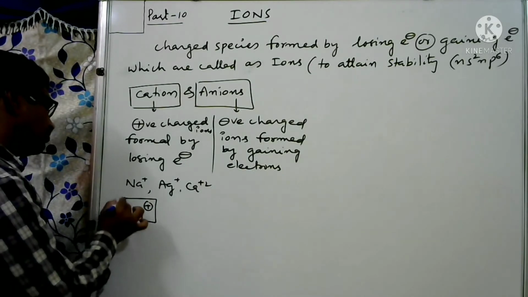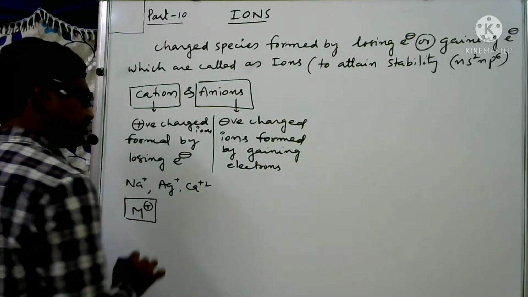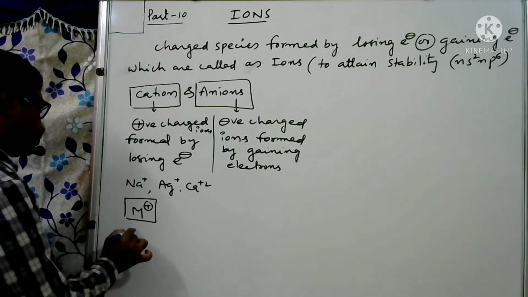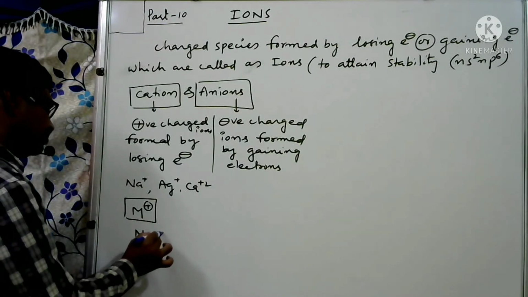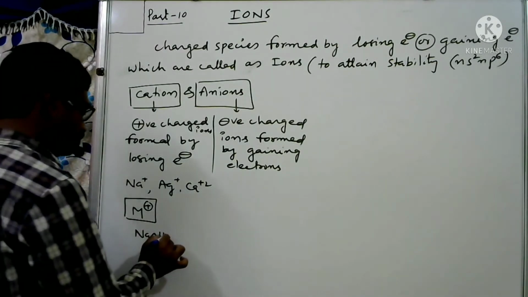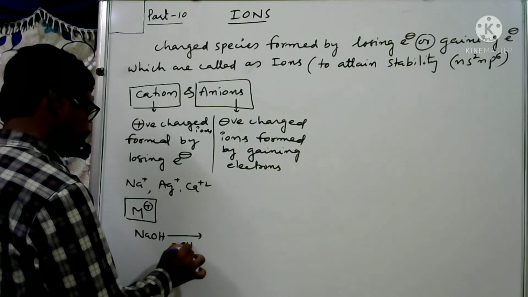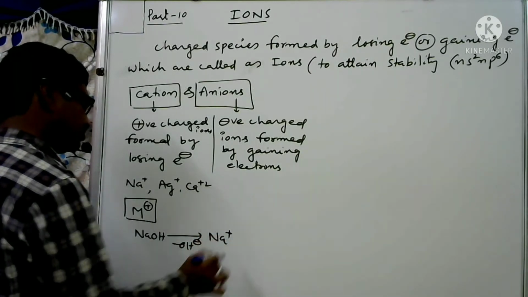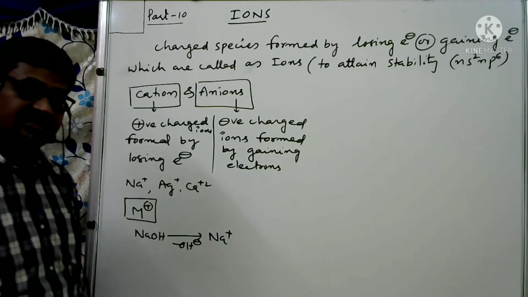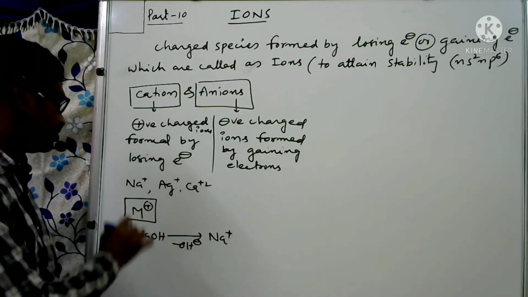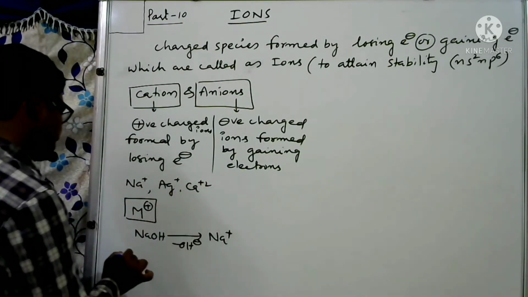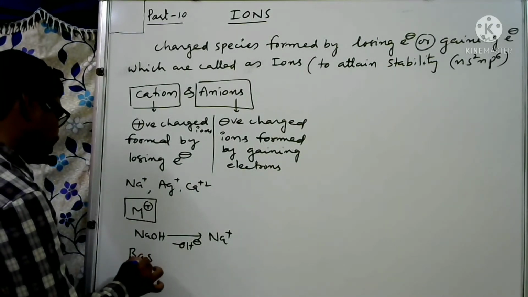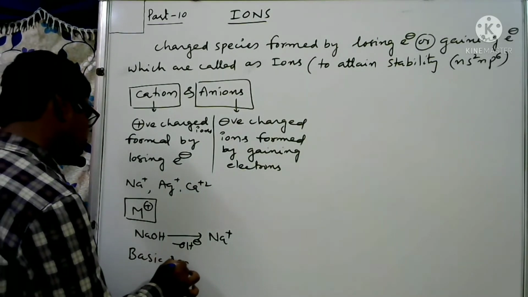Generally these ions are formed by bases. For example, base sodium hydroxide. After losing OH- ion from this, we get Na+. Generally, cations are formed by bases, so cations are otherwise called as what? Basic radicals.